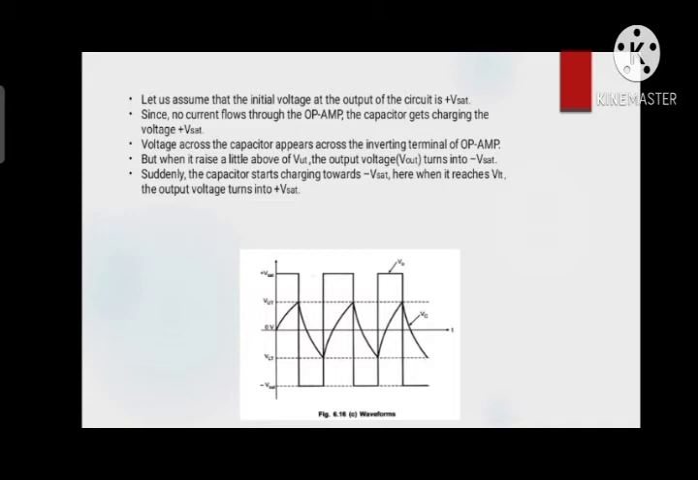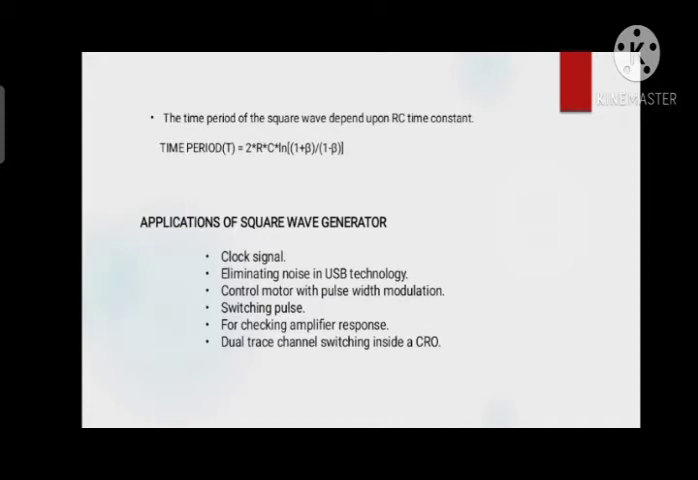But when it rises a little above the upper threshold voltage, the output voltage turns into minus V saturation. So suddenly the capacitor starts charging towards the minus saturation voltage. Here, when it reaches the lower threshold voltage, the output will turn into positive saturation voltage, and this will continue. The time period of the square wave depends upon the RC time constant.